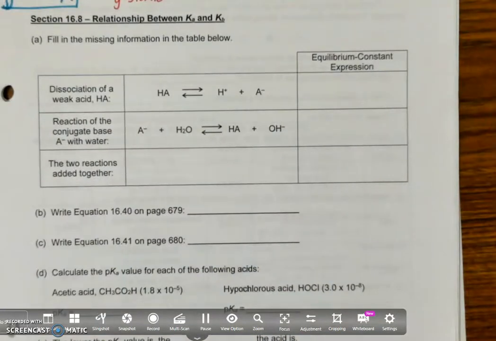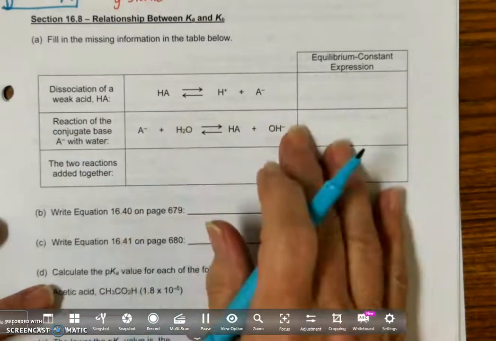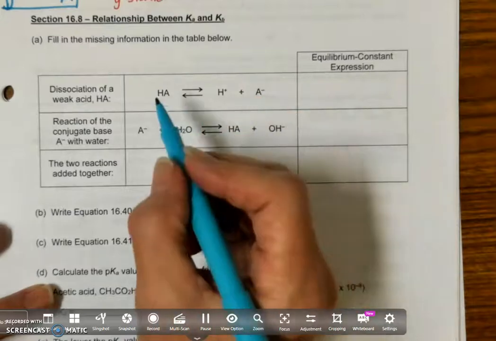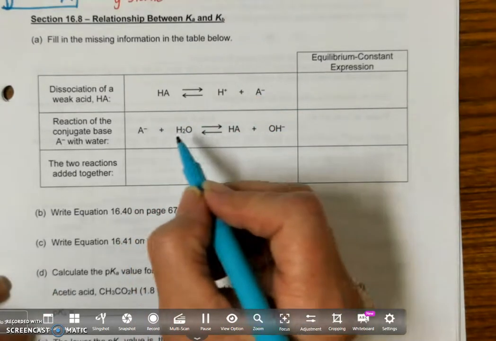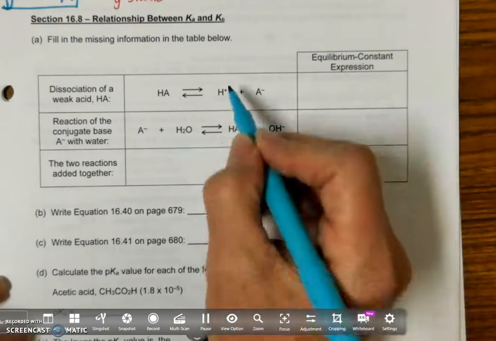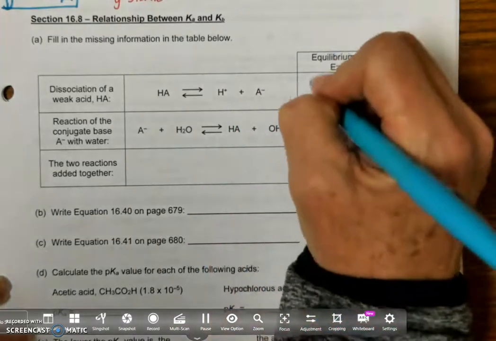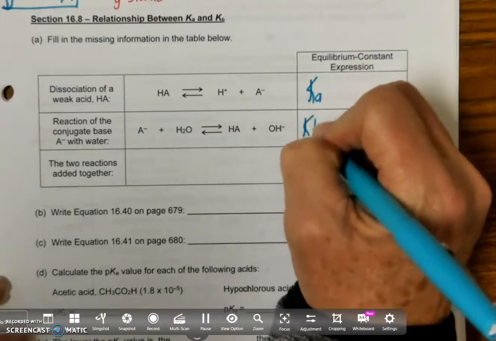In fact, it's really common in FRQs where they'll have a base reaction, but they'll give you a Ka, and you've got to get the Kb in order to continue. All right, so these are my 2 reactions. This is dissociation of my acid. This is the reaction of the conjugate base with water, right off your formula chart. This is Ka, this is Kb.